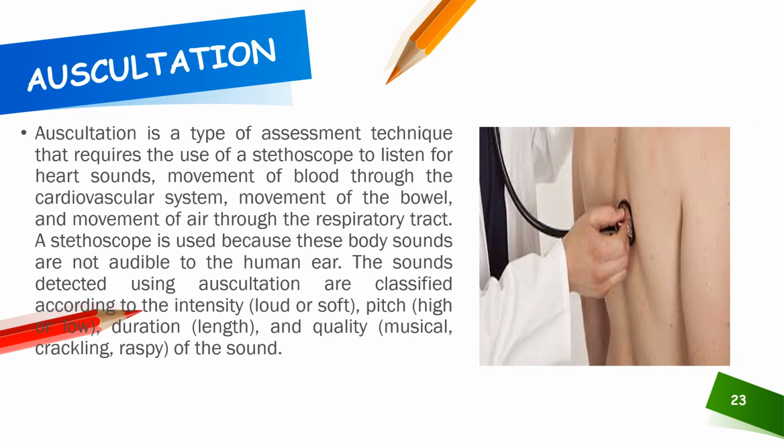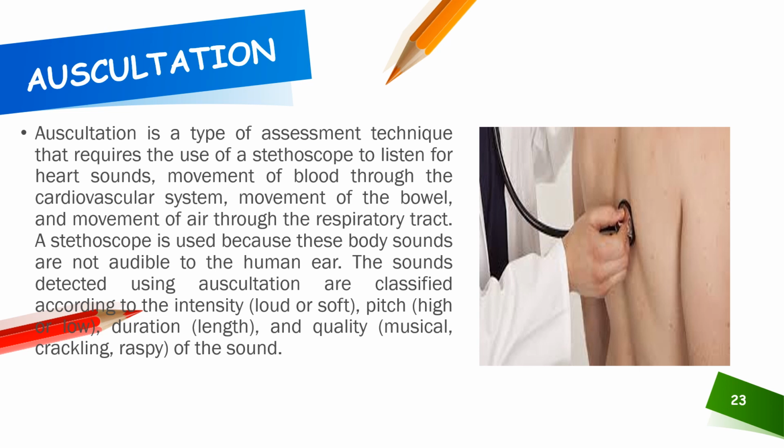The last technique would be auscultation. Auscultation is a type of assessment technique that requires the use of a stethoscope to listen for heart sounds, movement of blood through the cardiovascular system, movement of the bowel, and movement of air through the respiratory tract. A stethoscope is used because these body sounds are not audible to the human ear. The sounds detected using auscultation are classified according to intensity, whether loud or soft; pitch, high or low; duration, the length; and quality, such as musical, crackling, or raspy.